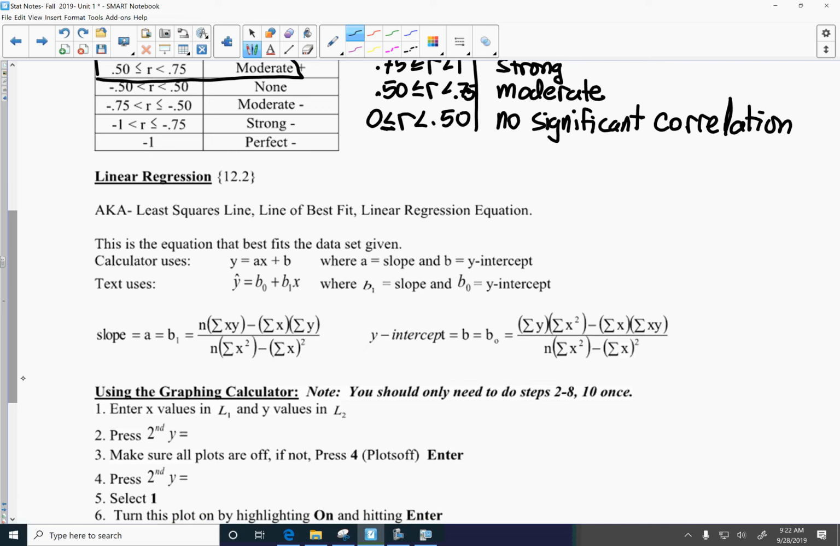Right? So that's your line. Come up with points on the line and write the equation. All right? We don't want to do that, obviously. That's not very accurate. The calculator will determine, using these lovely formulas, the line that best fits the data set.